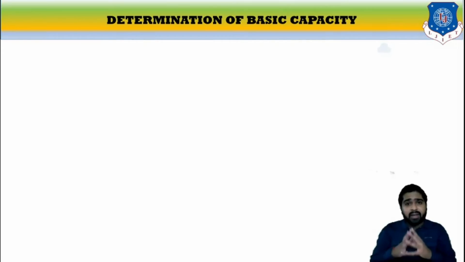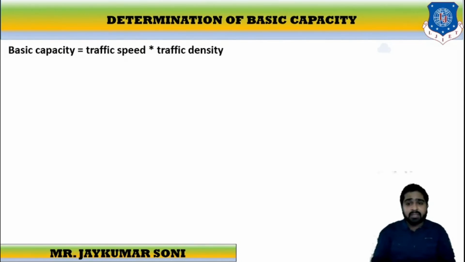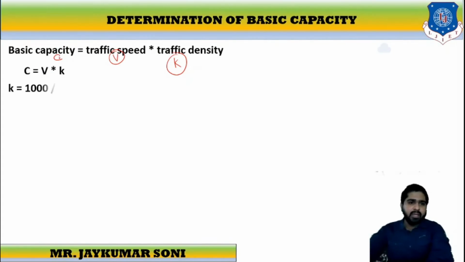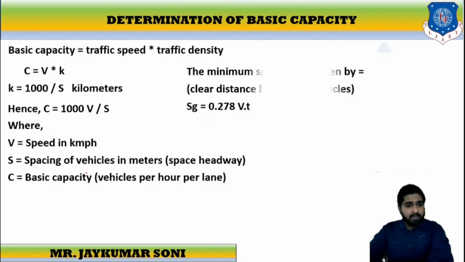Now, how can one determine basic capacity? There are certain equations. The basic capacity is equal to the multiplication of traffic speed and traffic density. Speed is denoted by V, density by small k, and capacity by C. So C is equal to V into K. Now what is K? K stands for 1000 by S per kilometer, where S is the spacing of vehicles in meters, V stands for speed in kmph, and C stands for basic capacity.